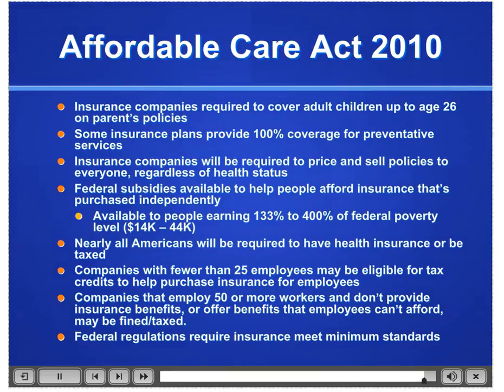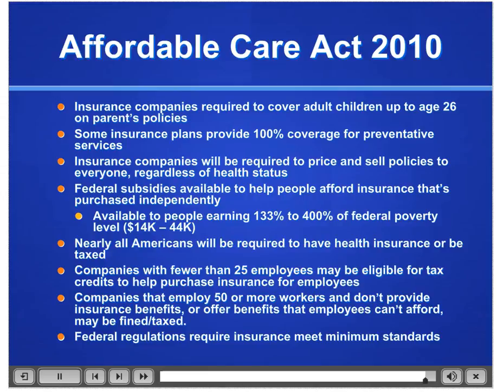So speaking now of the Affordable Care Act, this passed in 2010. It enables people to keep their kids on their insurance until the age of 26. And again, if they're in grad school, this is very helpful, right? Or if they are in entry-level jobs that don't really have good benefits, this is a benefit for them as well. It makes sure that some plans cover 100% of any preventative services. It makes sure that they have to price and sell policies to anyone regardless of their pre-existing conditions.